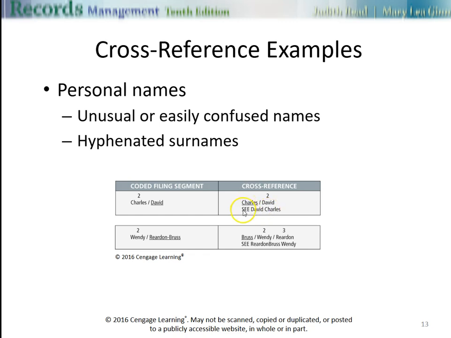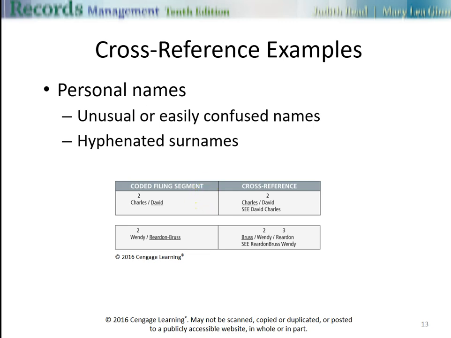And so this cross-reference card would be filed under C for Charles, and then at the bottom it would say C, and the notation would be for David Charles. And it has to be in the order that it would be filed. So C, David, because the original record would be filed under your D folder, and then Charles.